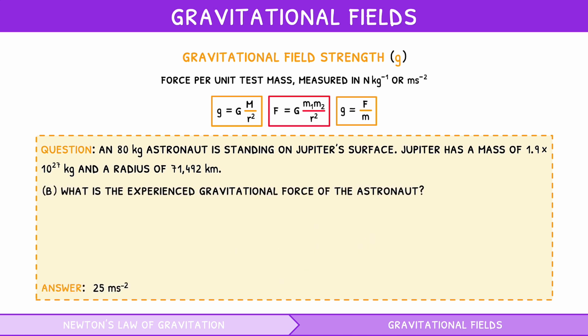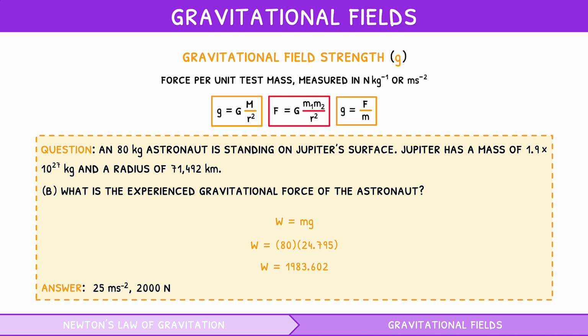For B, we are asked to solve for the astronaut's weight. So, weight equals mass times gravity. Thus, substituting in the values of the astronaut's mass and Jupiter's gravity, we can solve for weight as 2,000 newtons. Obviously, this would crush the astronaut. But thankfully, this is a hypothetical physics problem, so we'll ignore that.